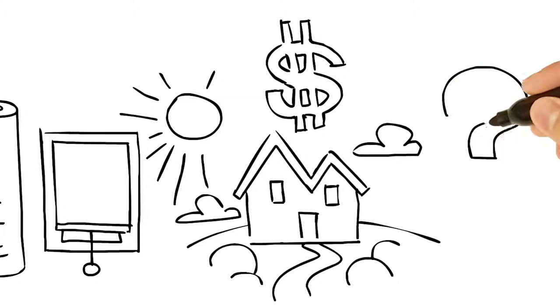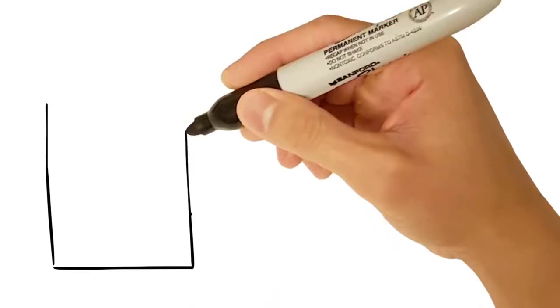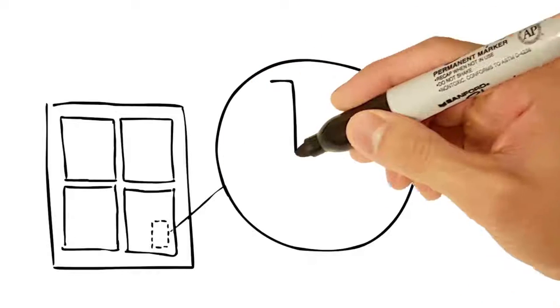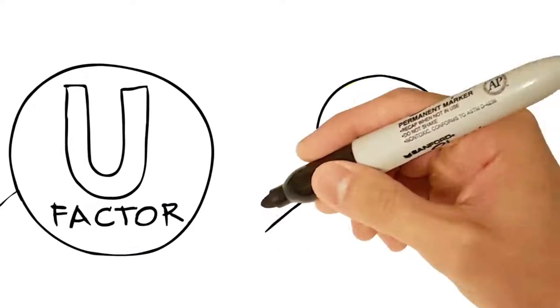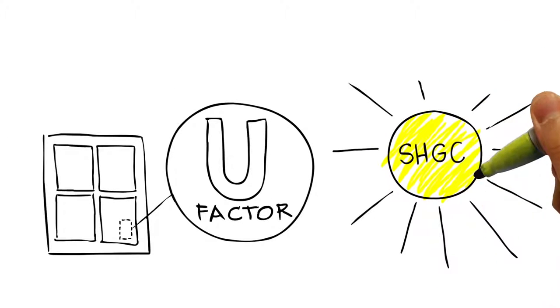Finding the right windows can be tough with all the technical information out there, so let's make it easy. First, you should know that every window has a label that summarizes its overall energy performance. It shows two primary ratings, U-factor and solar heat gain coefficient.